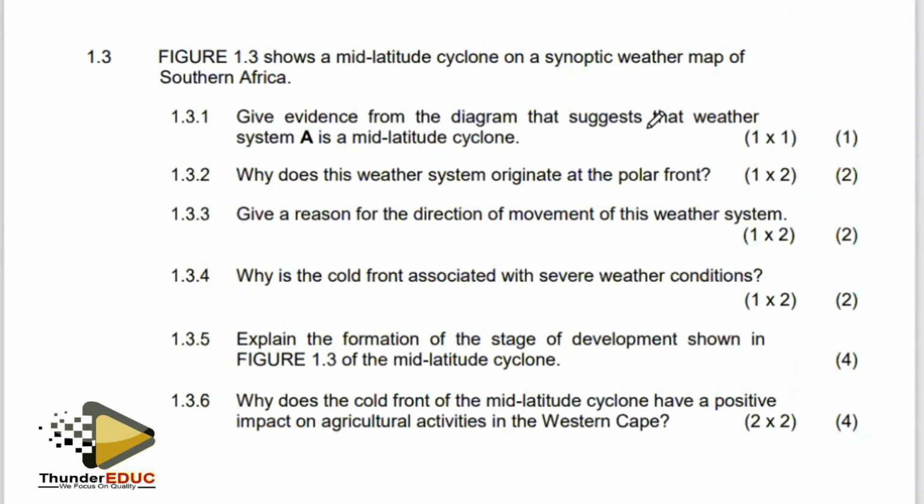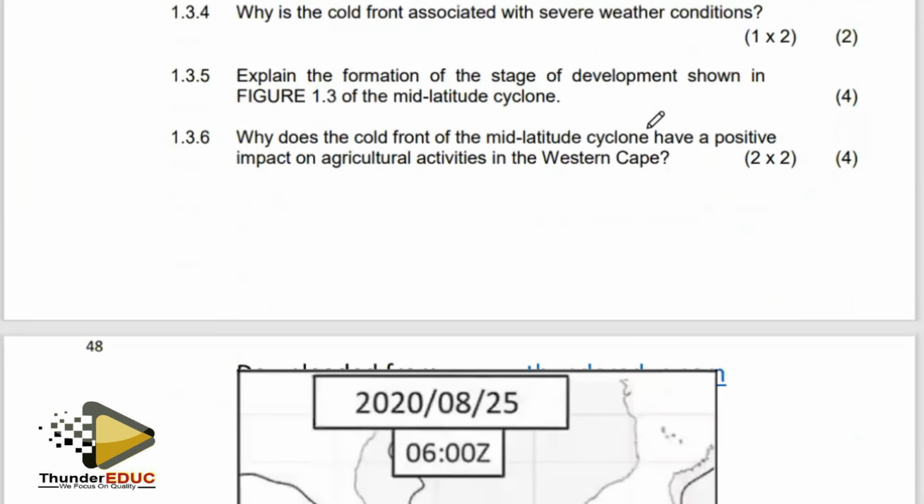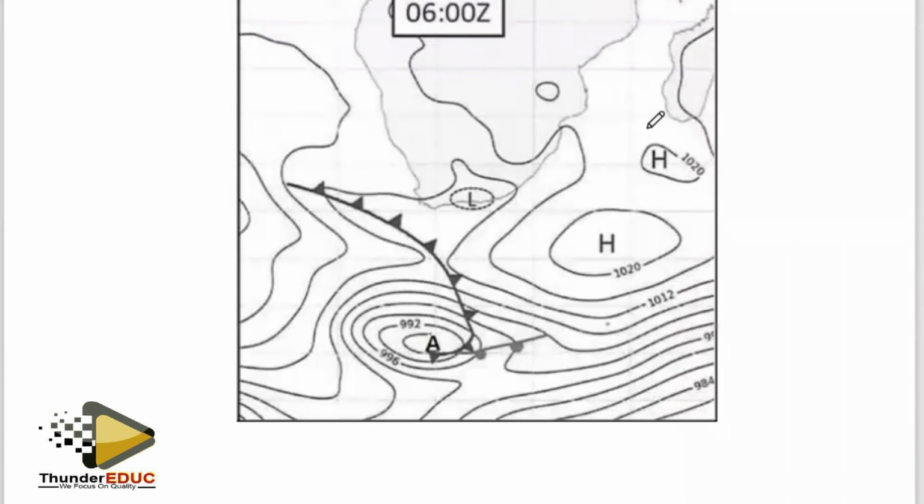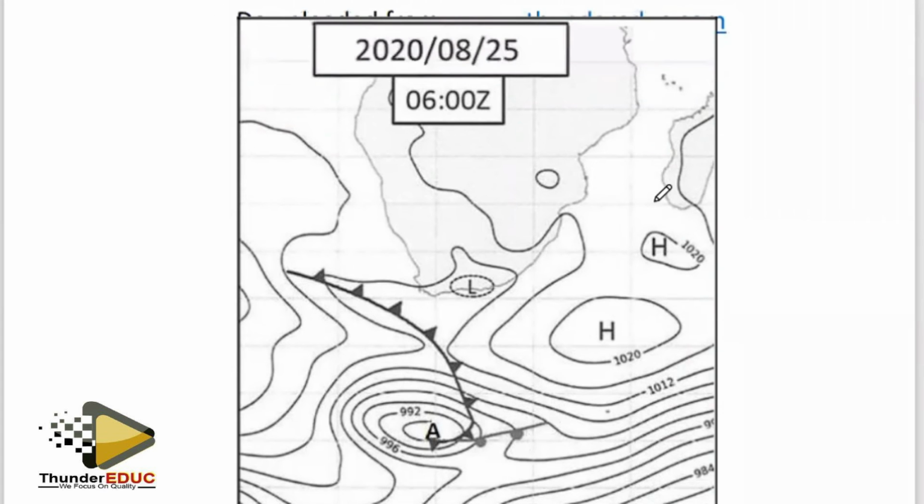So question 1.3 are based on climatology. The figure 1.3 shows a mid-latitude cyclone on a synoptic weather map of southern Africa. Let's check figure 1.3. There you can see there is the symbol of a cold front and warm front. There is a symbol for high pressure source. You can as well look at the isobars and sketch map of southern Africa.